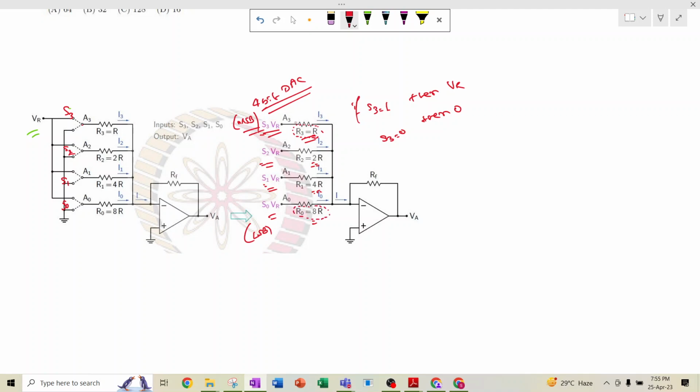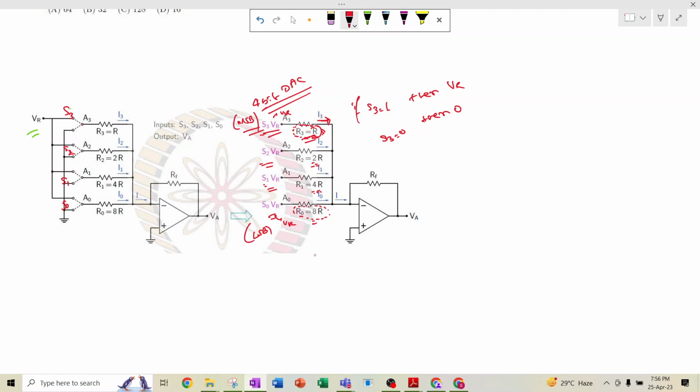Why? Because if S3 is 1, it is VR, and if S0 is 1, it is also VR. But VR divided by a low resistance path gives a higher amount of current. So the MSB should have a higher amount of current compared to the LSB, and the LSB should have the least amount of current flowing through it. So how does it operate? It is a simple op-amp problem.